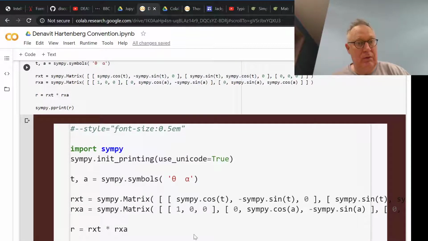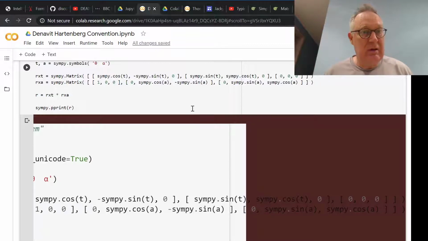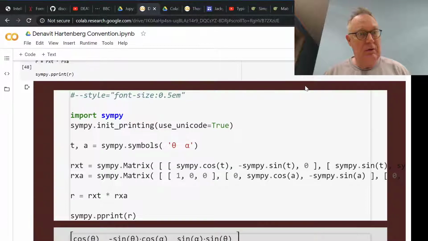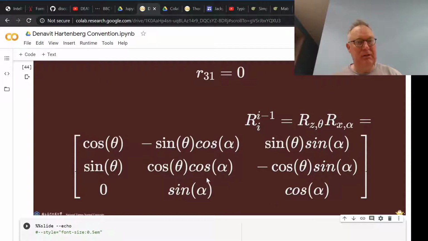So the first part is correct. I think I made a mistake there. Yes, that should be 0, 0, 1. Yep. And now you can see this is actually, it's not a mathematical proof that it's correct, but it's exactly this matrix here.